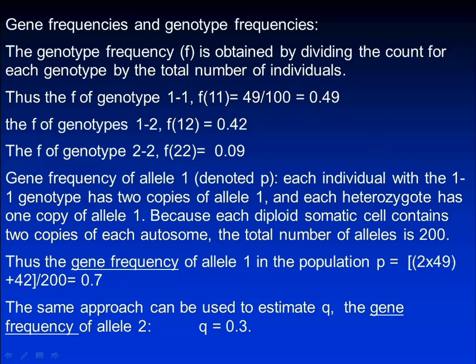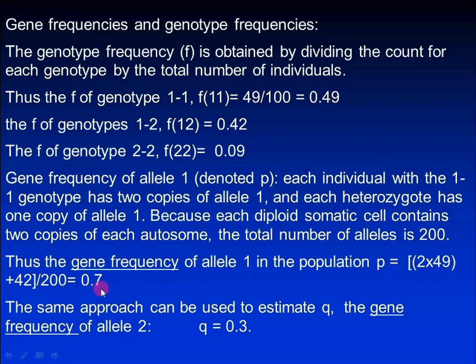To calculate gene frequency of allele 1, denoted P, we first count the total number of allele 1 in the population. Please note, each individual with the 11 genotype has 2 copies of allele 1, and each heterozygote has 1 copy of allele 1. Because each diploid somatic cell contains 2 copies of each autosome, the total number of alleles is 200. Therefore, the gene frequency of allele 1, P, equals 2 times 49 plus 42 divided by 200.